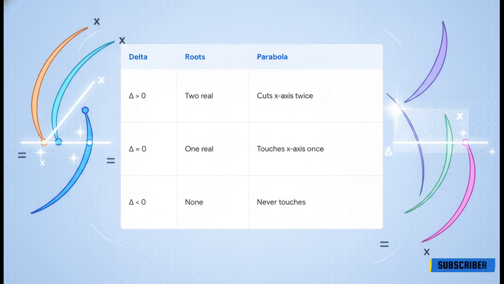Visually, that means your curve is going to chop right through the x-axis in exactly 2 places. Now, if delta hits exactly 0, you've got 1 real root, a double root. The curve just comes down and perfectly kisses the x-axis at a single point. And here's the best one.